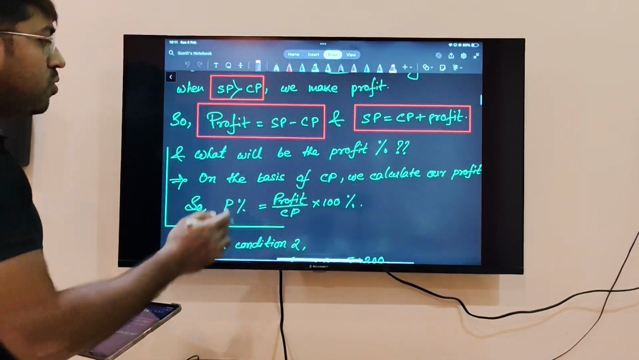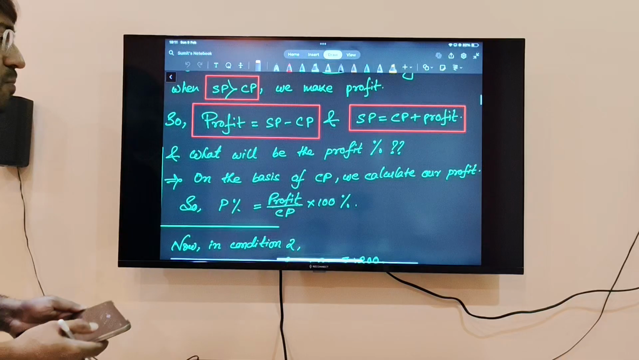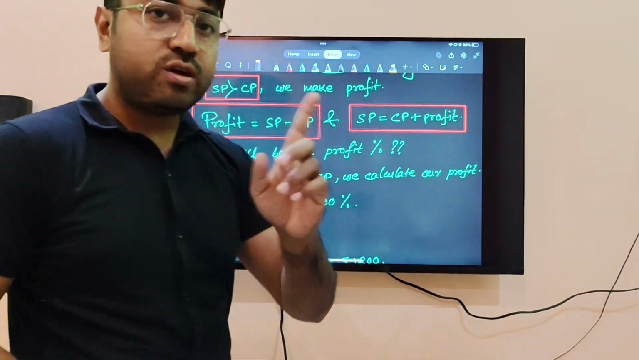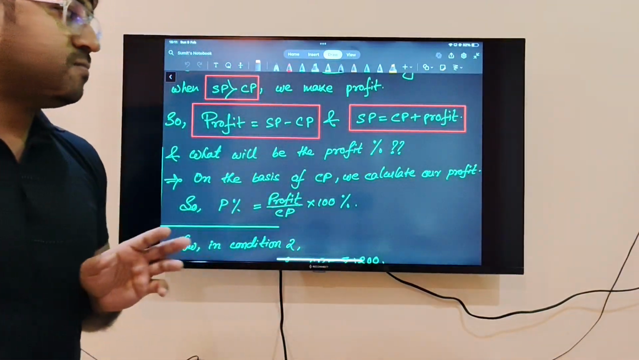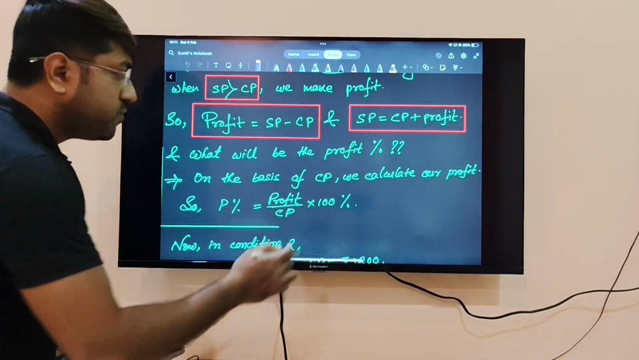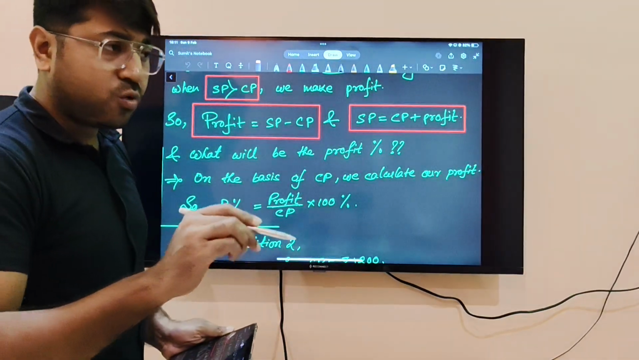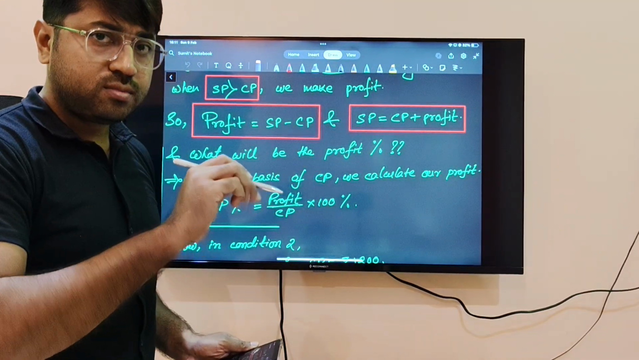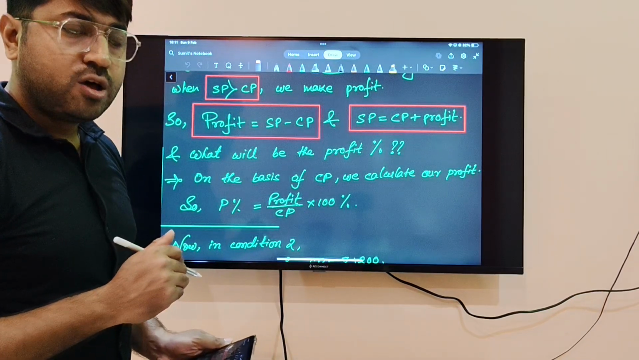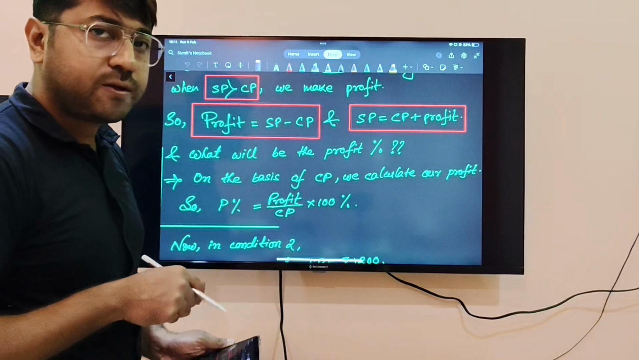Now comes the profit percentage. Percentage we have already done. Percentage means based on what you are calculating. The profit will be based on what? Based on the CP. At what price you have bought, based on that you will calculate the profit. So after purchasing a thing, then you will calculate your profit.